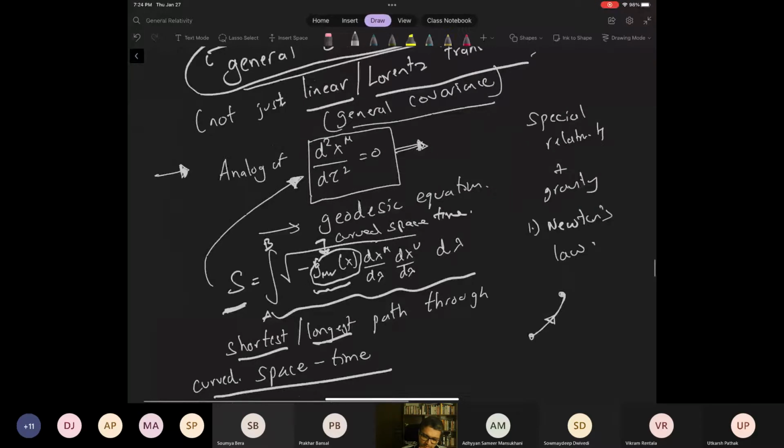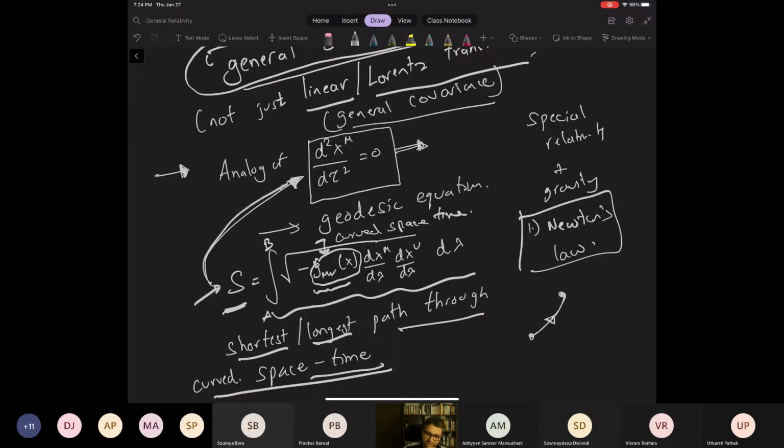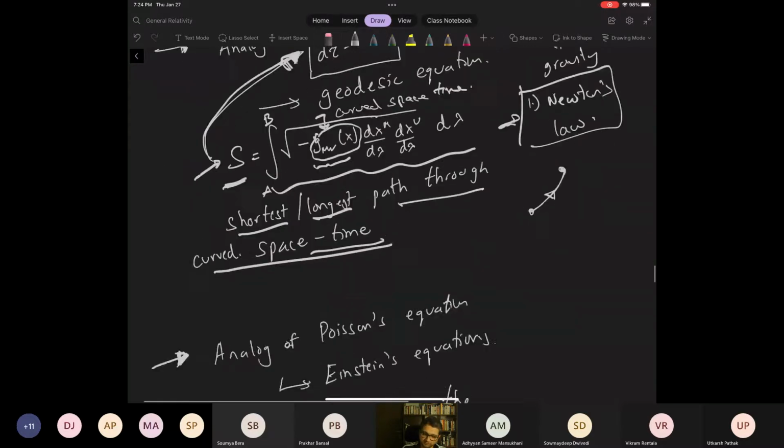So the first thing we were looking for is an analog of Newton's laws, and that analog will come from the statement that point particles travel a distance which extremizes their path through space-time. That will give us an action, and if we take the equations of motion corresponding to that action, that will give us the analog of Newton's laws. So we'll follow this procedure to get the equations of motion.